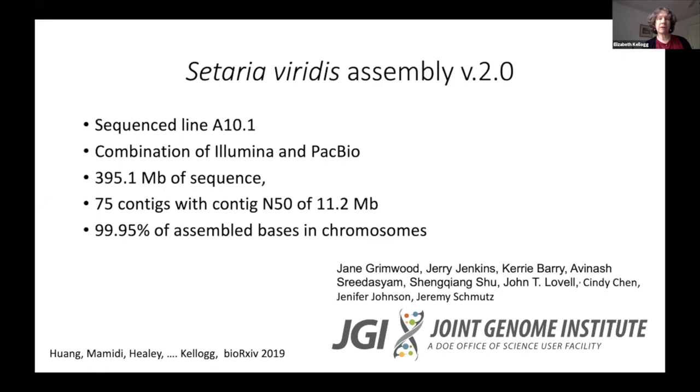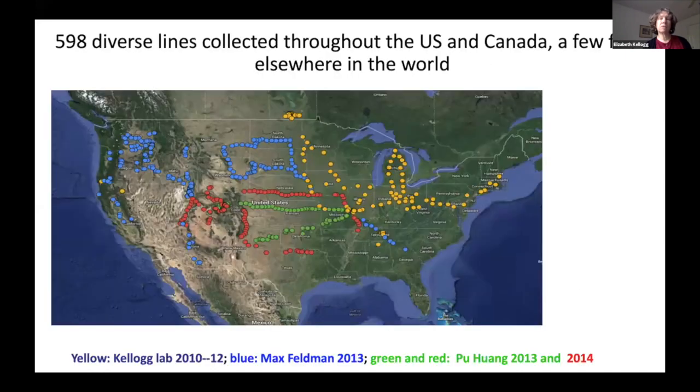And as part of that project, we also collected and sequenced 598 diverse lines, particularly from the US and Canada, as well as elsewhere. And I'm putting this map up here for a couple of reasons. One is, when you're working on natural diversity, in most cases, you don't have a gene bank to go to. If you want it, you go get it. So that's what we did.